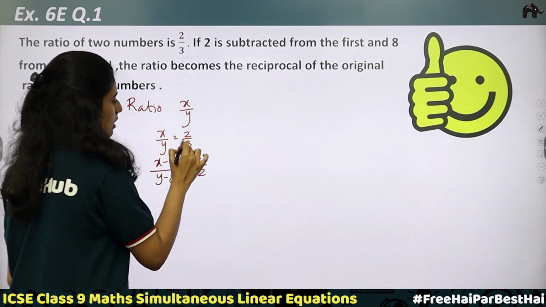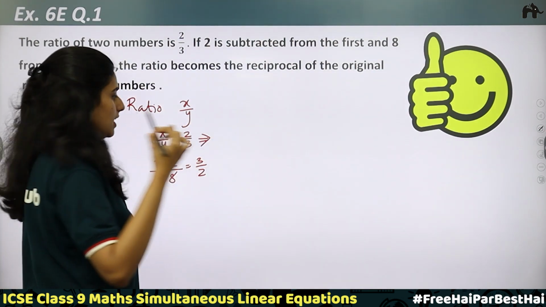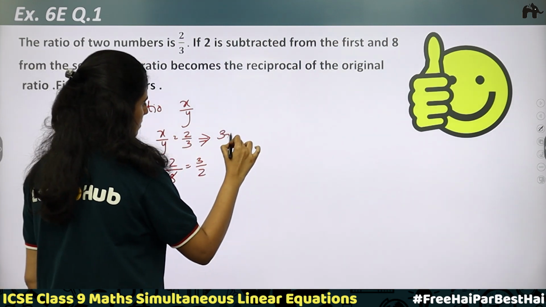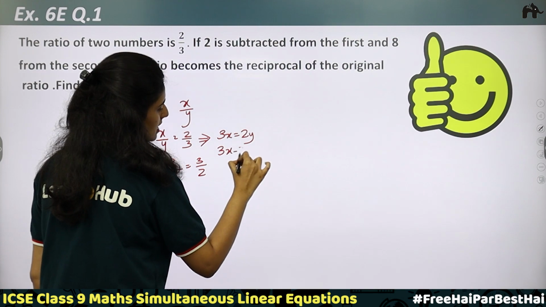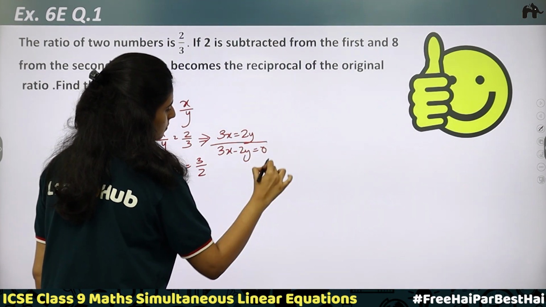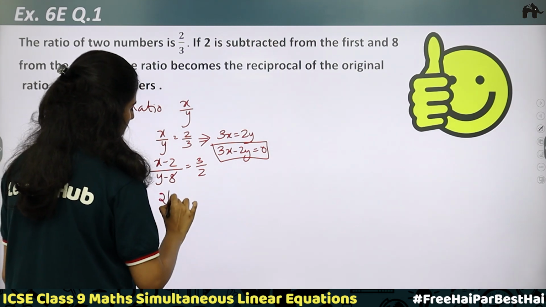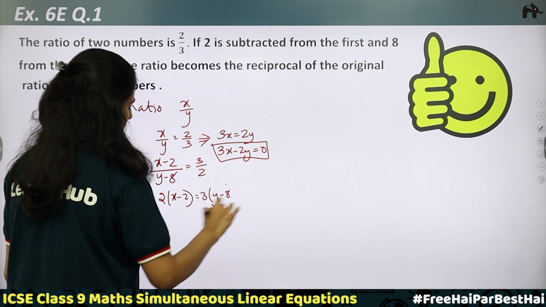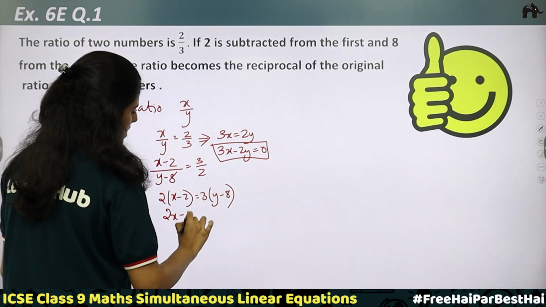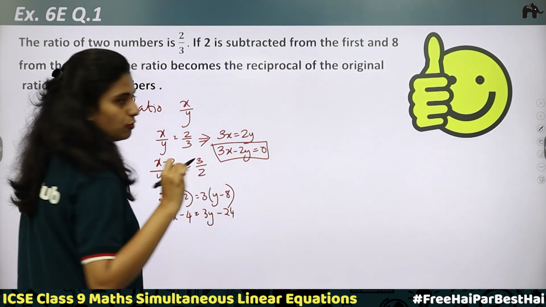X by y is equal to 2 by 3. Cross multiplying, we will be getting the linear equation. 3x is equal to 2y. Or 3x minus 2y is equal to 0. So this is the first equation. Now the second equation, 2 into x minus 2 is equal to 3 into y minus 8. 2x minus 4 is equal to 3y minus 24.